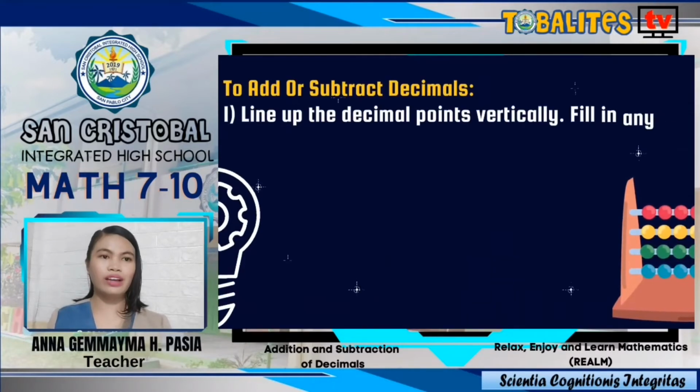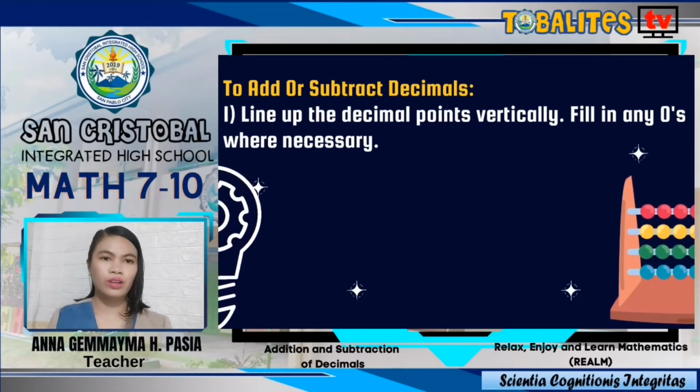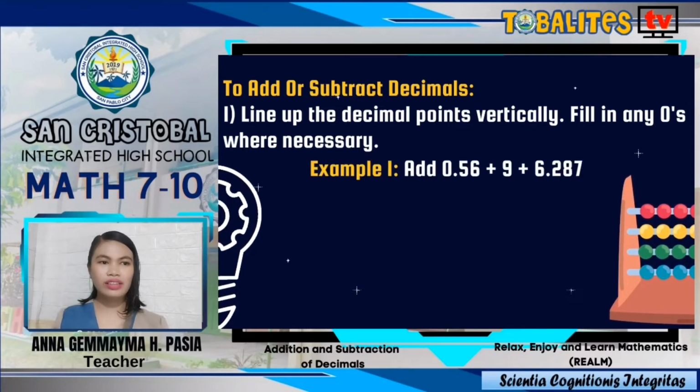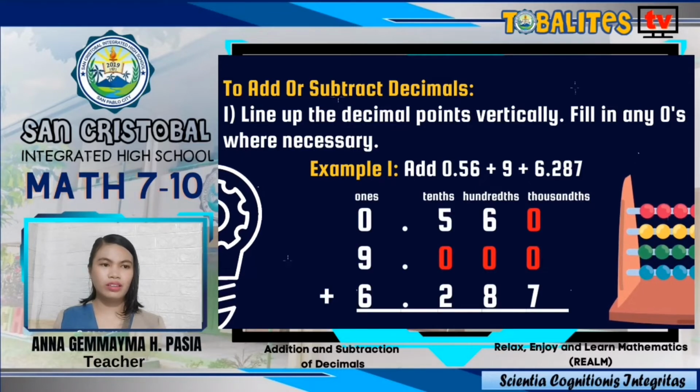To add or subtract decimals, let's follow these 3 steps. Number 1, line up the decimal points vertically and fill in any zeros where necessary. For example, number 1, add 56 hundredths plus 9 plus 6 and 287 thousandths. Let's put the numbers based on their place values and align the decimal points as you can see in the example.